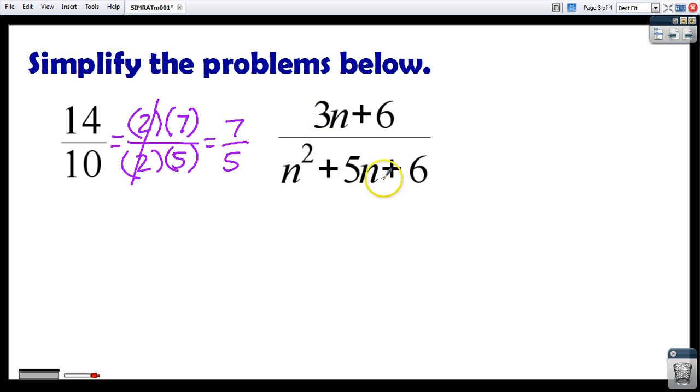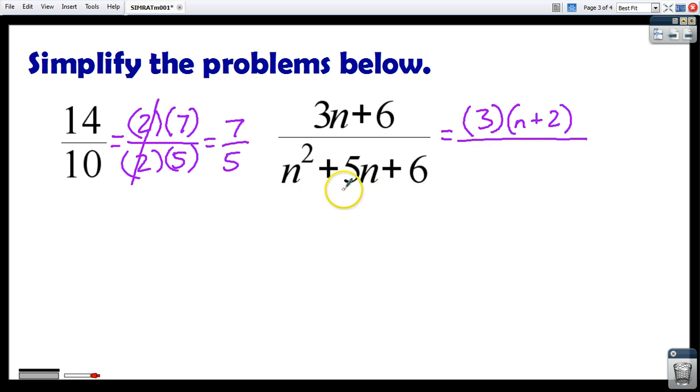Let's see if we can't do the same thing over here. On this rational expression, in the numerator, I see 3n plus 6. And if I go through all my different factoring tricks, the one thing that comes to mind is taking out a common factor. 3n and 6 share a common factor of 3. So if I take out that 3, it leaves me with leftovers of n and 2. So n plus 2.